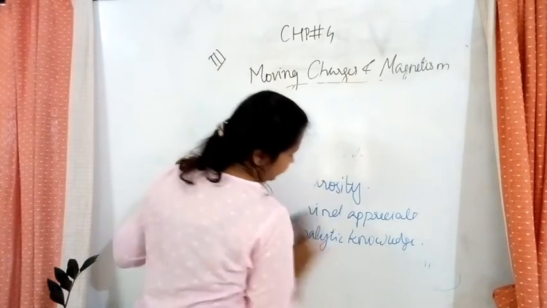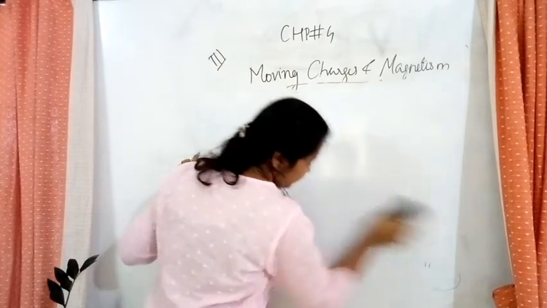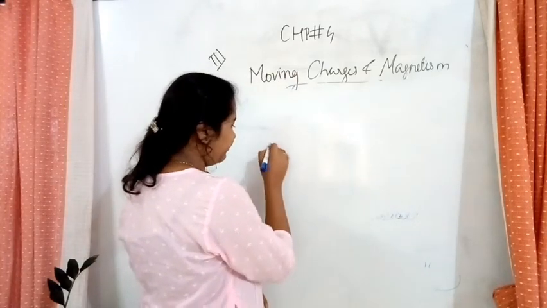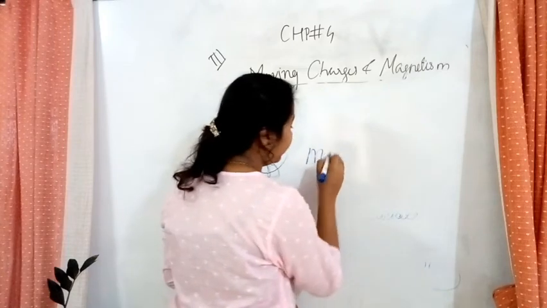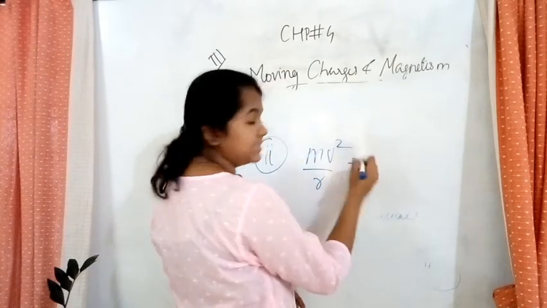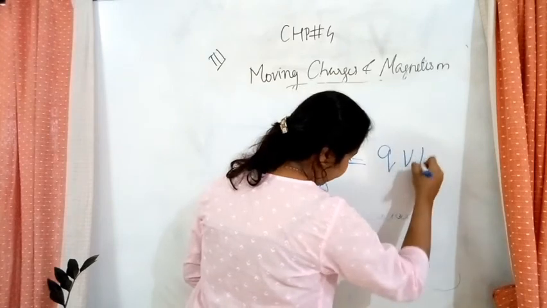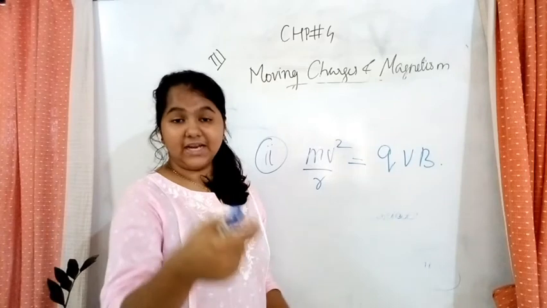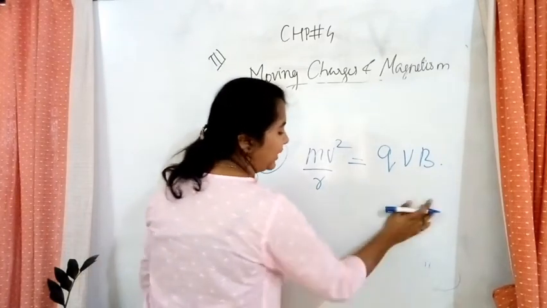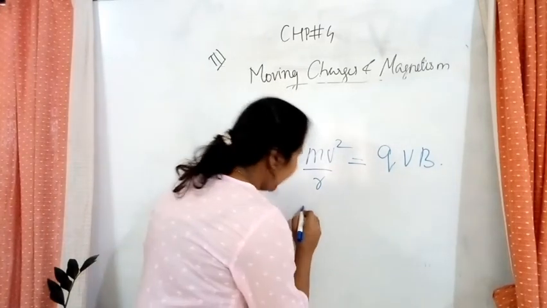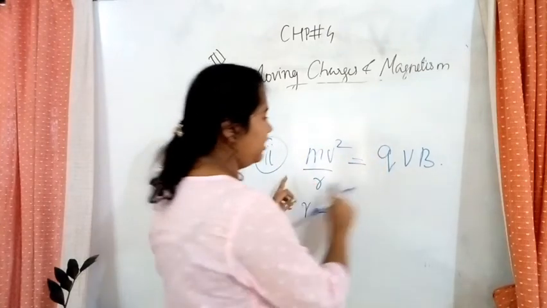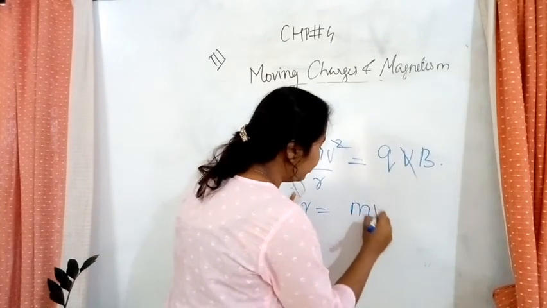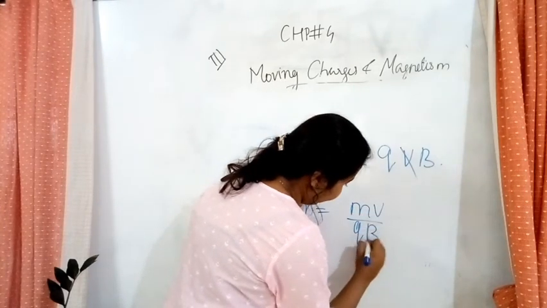So let's write. Using the equation, for this one we use the equation mv square divided by r is equal to qvb. Where did we learn this? When we were learning the equations. So when we equated this, and r, what is our equation for r? This gets cancelled, this gets cancelled. So what will be our equation? R is equal to mv divided by qb.